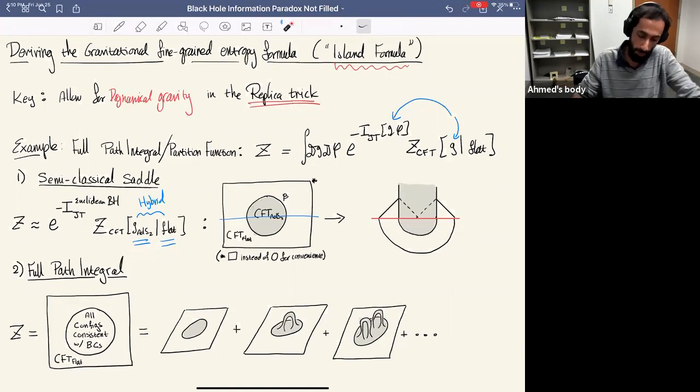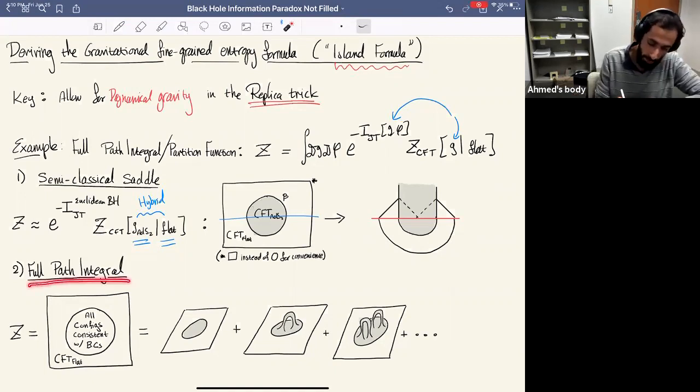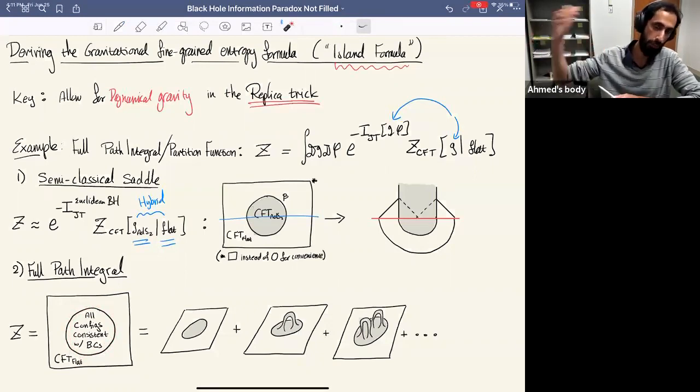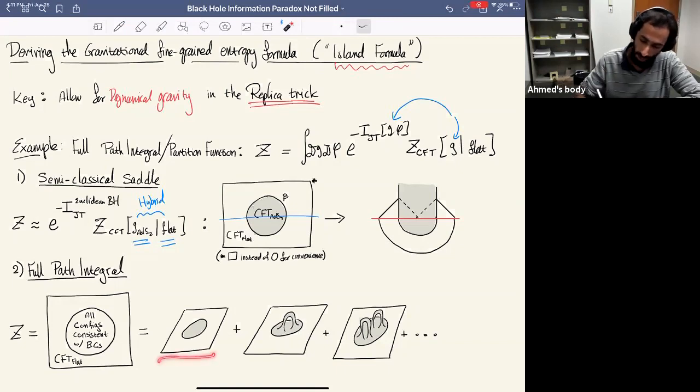This should be contrasted with what would happen if we were to consider the full path integral. In the case of the full path integral, you're supposed to consider all possible gravity configurations within this circle that are consistent with the boundary conditions. Remember, we had these boundary conditions on the metric and the dilaton, and we had Dirichlet conditions. So you're supposed to consider all possible configurations, and they would look something like this. For example, here's the disk, here's the disk with one handle, the disk with two handles, and so on and so forth.